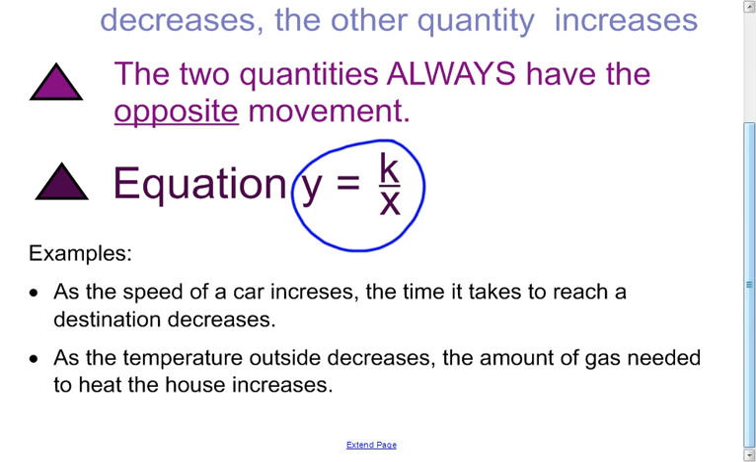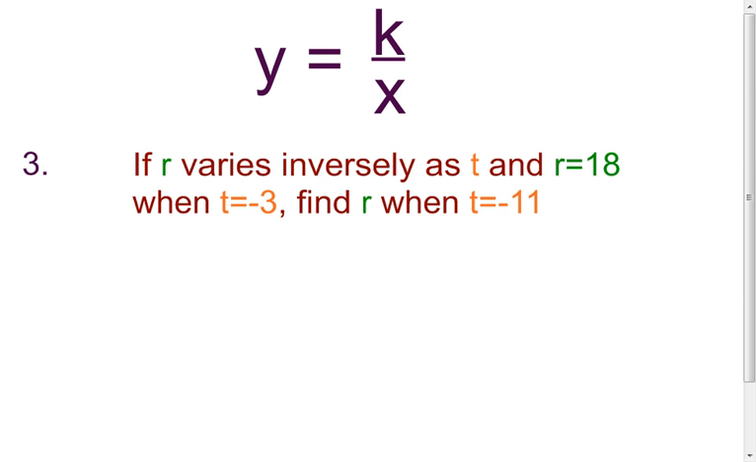Notice that in an inverse situation, the variable to the right of the equal sign is in the denominator. And that's what will happen when we do this. Okay? So here we go. If r varies inversely as t.